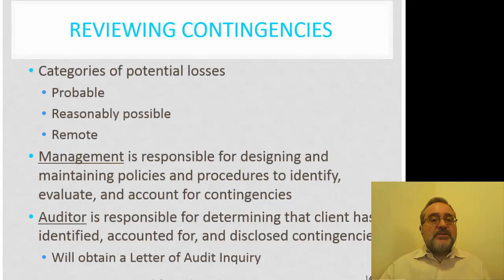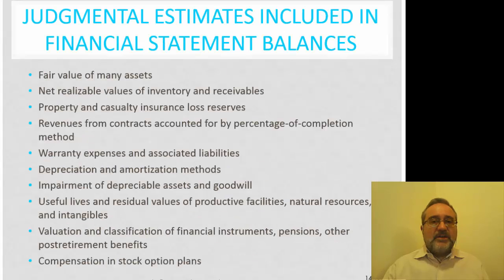Now, management has responsibility for designing policies and procedures to identify these types of contingencies, and the auditor has a responsibility to identify and account for these contingencies and to make sure that the disclosures are appropriate. The key element related to contingencies is what we call a legal letter. This legal letter is sent to the attorney of the organization, and this letter is a request from us through the organization to identify any contingencies and the possible impact it has on the financial statement.